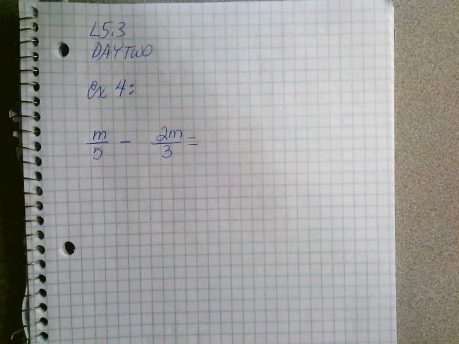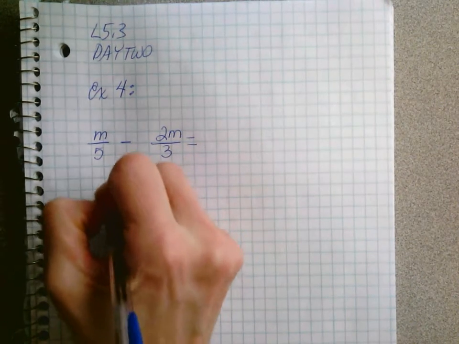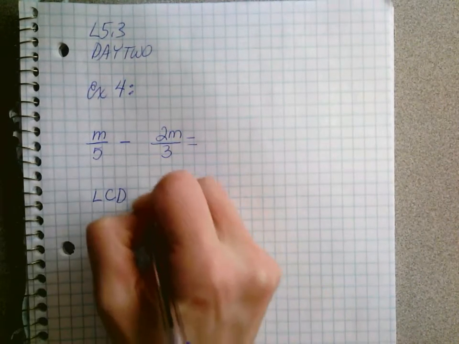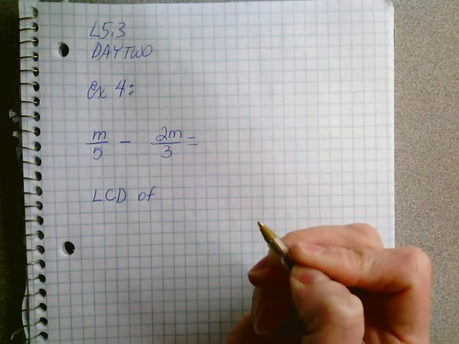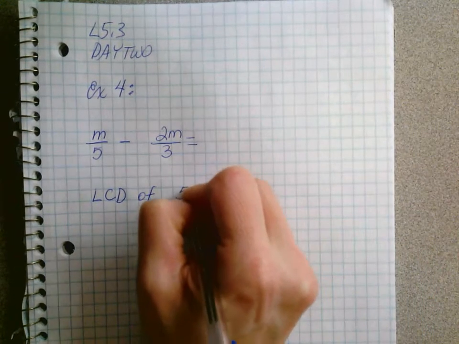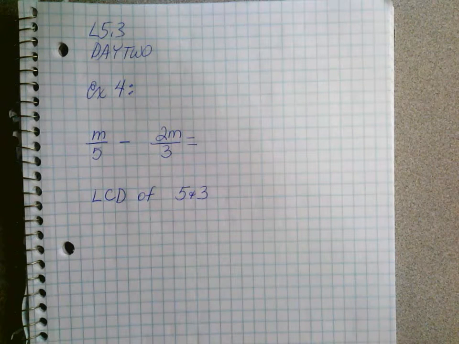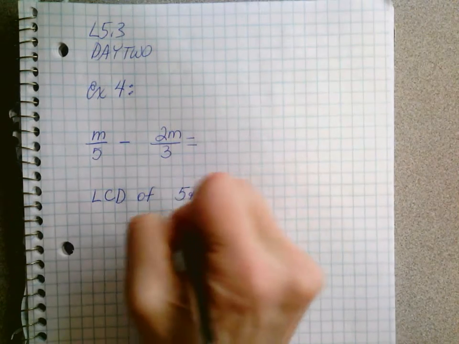And that, for example, m over 5 minus 2m over 3. You're still going to ask yourself, what is the lowest common denominator of the denominators in question? In this case, it's 5 and 3. By the way, what is the lowest common denominator? 5 and 3, least common multiple, a lot of you know.